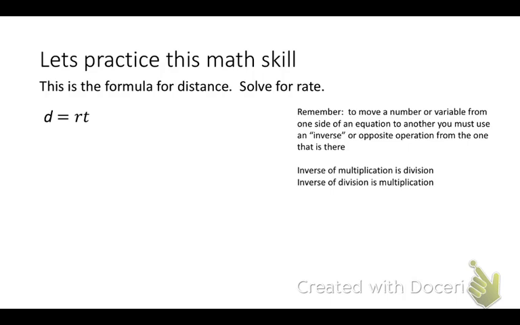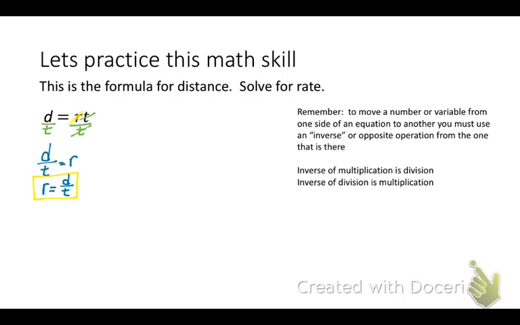So I'm going to rewrite this formula for rate. So I want to keep the rate. I want to get rid of the time. It's being multiplied, so I'm going to do the opposite, which is divide. If I divide one side, I must divide the other, and I get that my times cancel off, and distance divided by time equals rate.